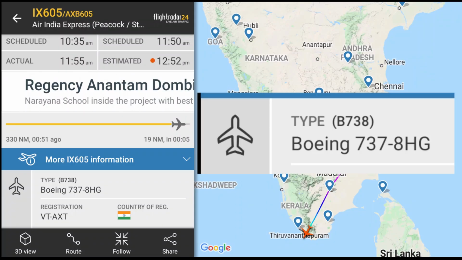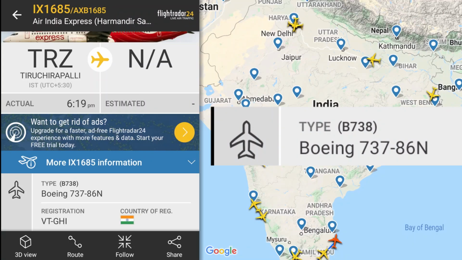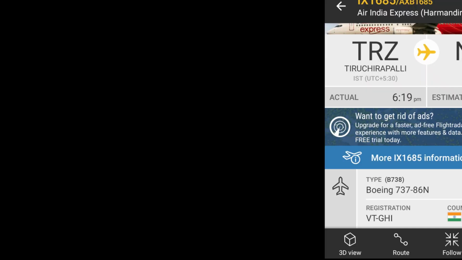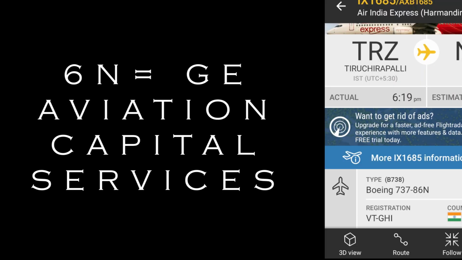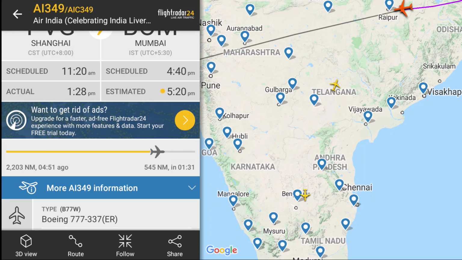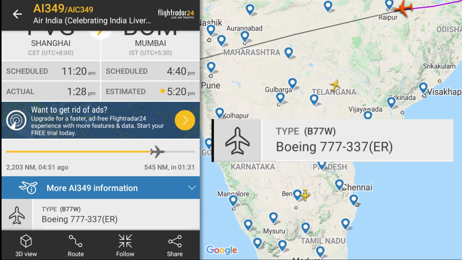Let's see some examples. Customer code of Air India Express is HG, so their aircraft name will be written as Boeing 737-8HG. In Air India Express, there are some leased aircraft too, which is Boeing 737-86N. 6N is GE Capital Aviation's customer code. Air India's 777 has the customer code 37.